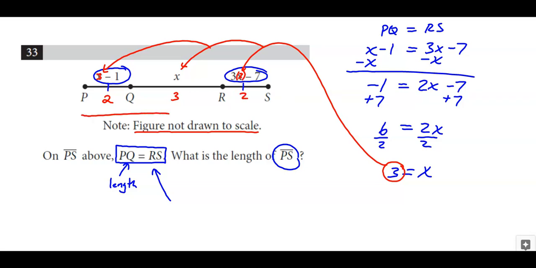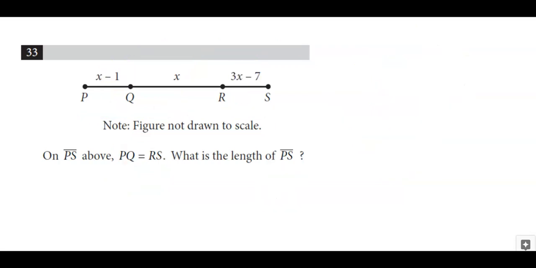So now I can get the grand total. I just basically add up 2 plus 3 plus 2 for a length of 7. So final answer to this one is 7.